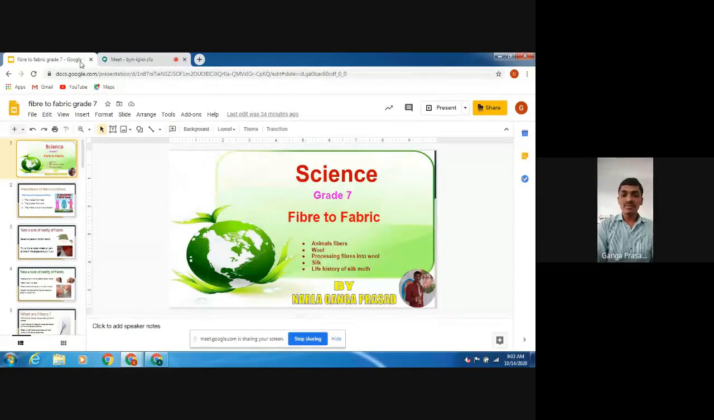Science class. We are going to learn a new lesson, that is fiber to fabric. Already in last class, in sixth class, you learned a little bit about fiber to fabric, but today in our class we are going to learn a little more concepts about fiber to fabric. Before that, we have to revise the lesson which we learned in sixth class.